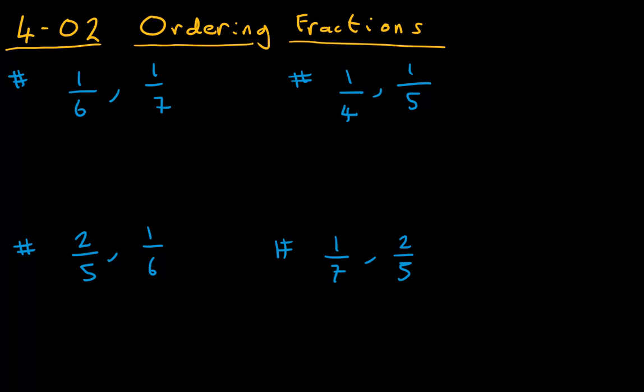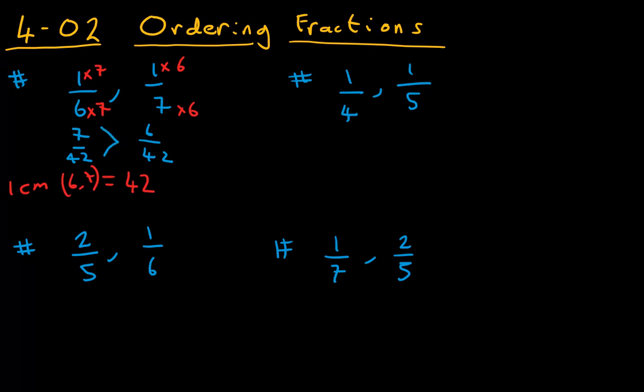Pause the video. Okay, so you should have found that the lowest common multiple of 6 and 7 is 42. So we multiply by 7, multiply by 7, multiply by 6, multiply by 6. So down below we get 7 over 42, 6 over 42. So we can say that 7 over 42 is greater.